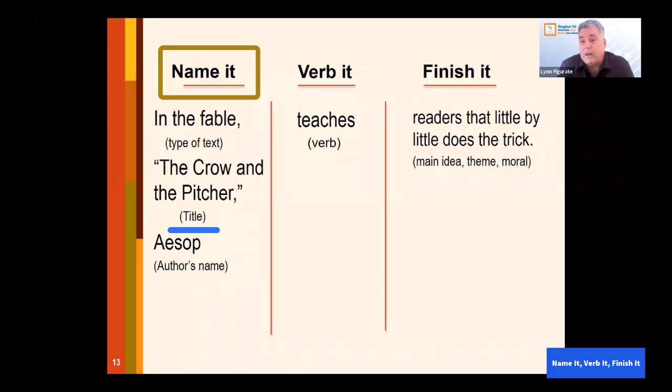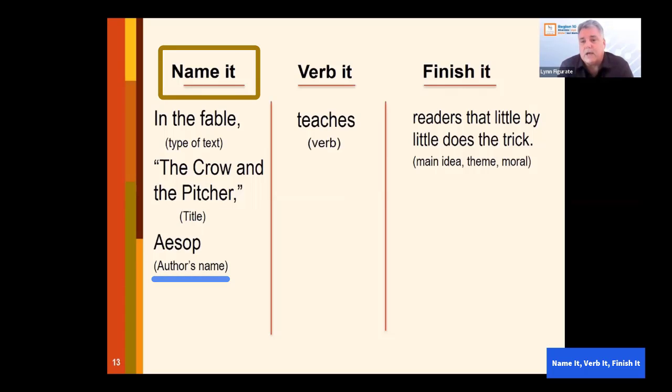Then we have the title of that piece. Here you can see the fable is called The Crow in the Pitcher, and then the author is Aesop. Now, we don't always have an author's name. Many of you know that when you get any kind of writing piece, sometimes there'll be no name on it at all, right? You don't know who the author is.